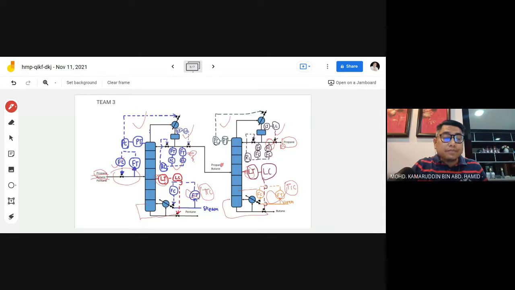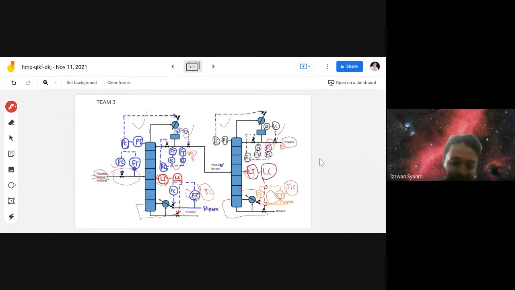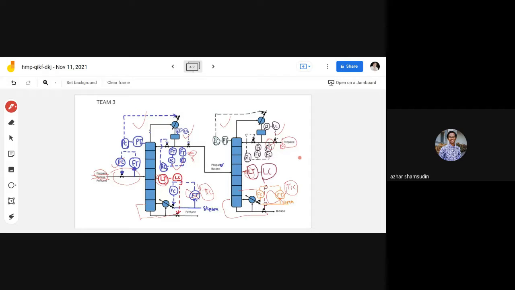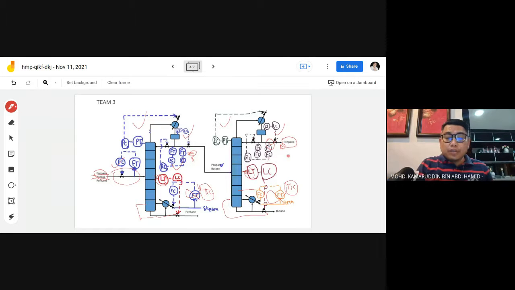Okay, all right. Team number 3. Okay, do the correction. Okay, Doctor. Thank you. So you know the reason why you need to have a ratio control. Not just placing it randomly.